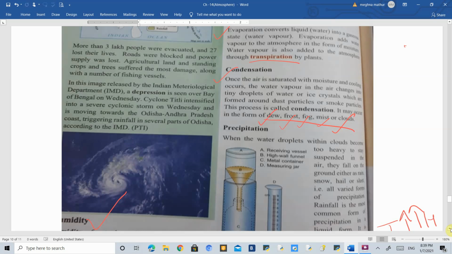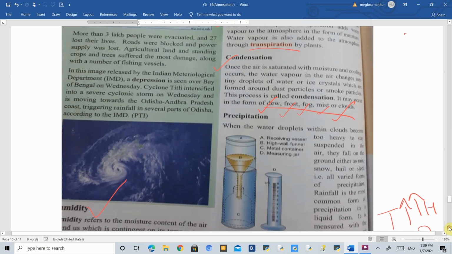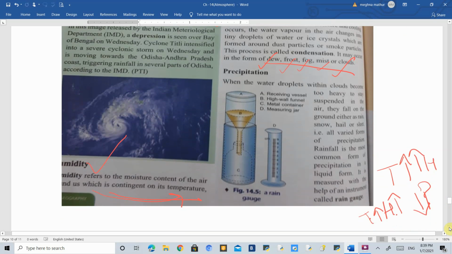Then we have dew. Dew happens generally in the winter season, when in winter days we have a little bit of sunlight all through the day, and in the night time the temperature drastically changes. Then in the morning you will see droplets of water all over the plants, leaves, branches and everything. That is called dew. So all these are the forms of condensation.